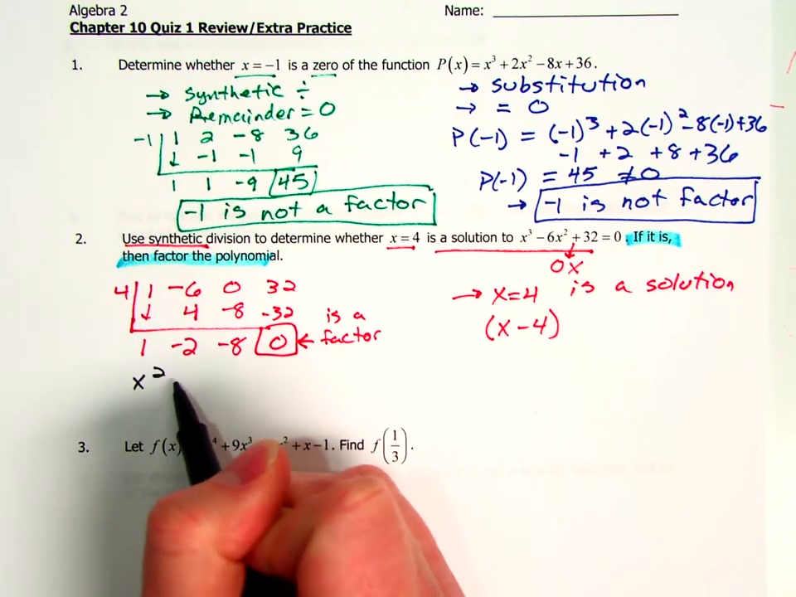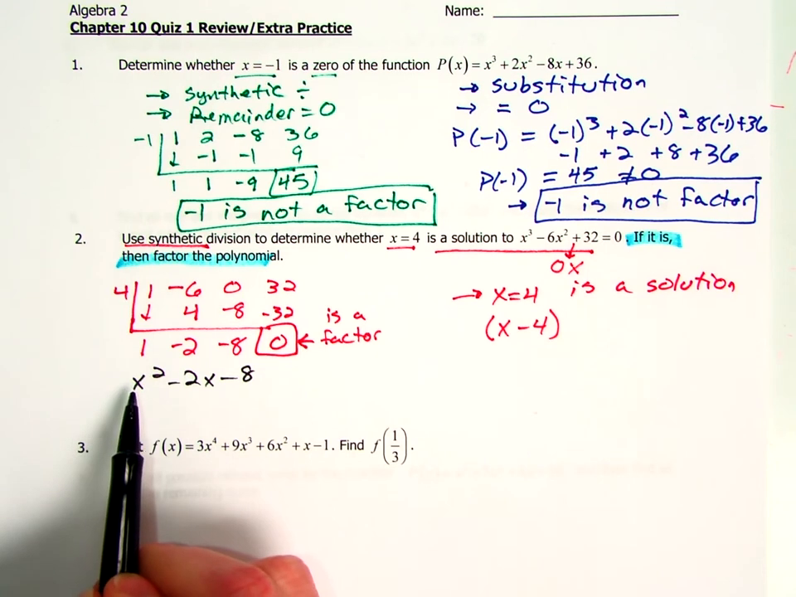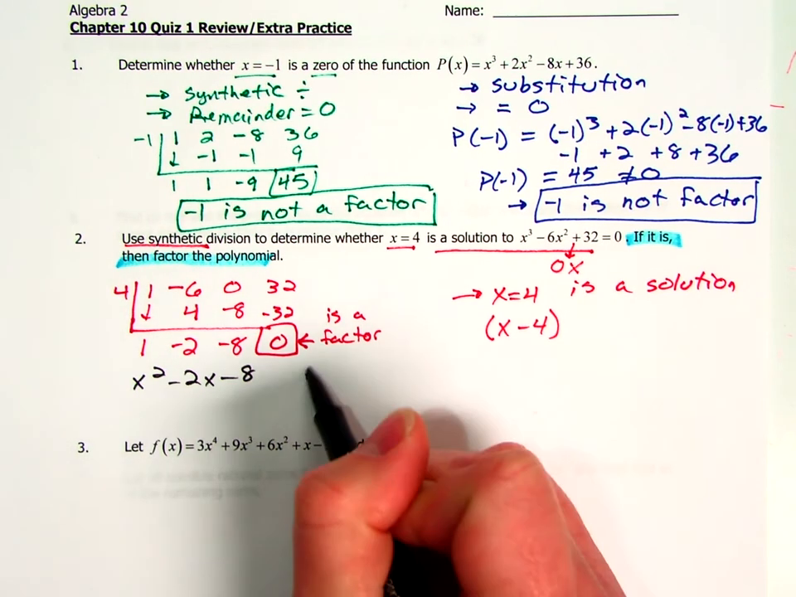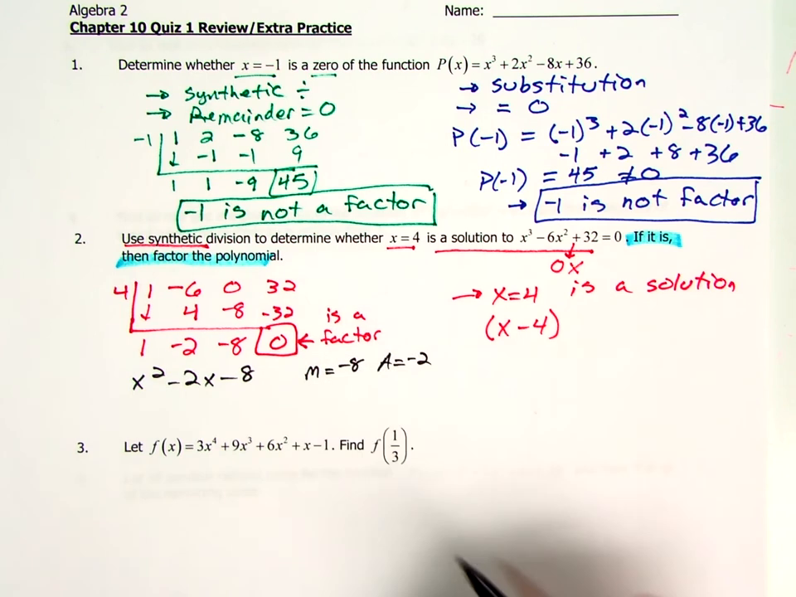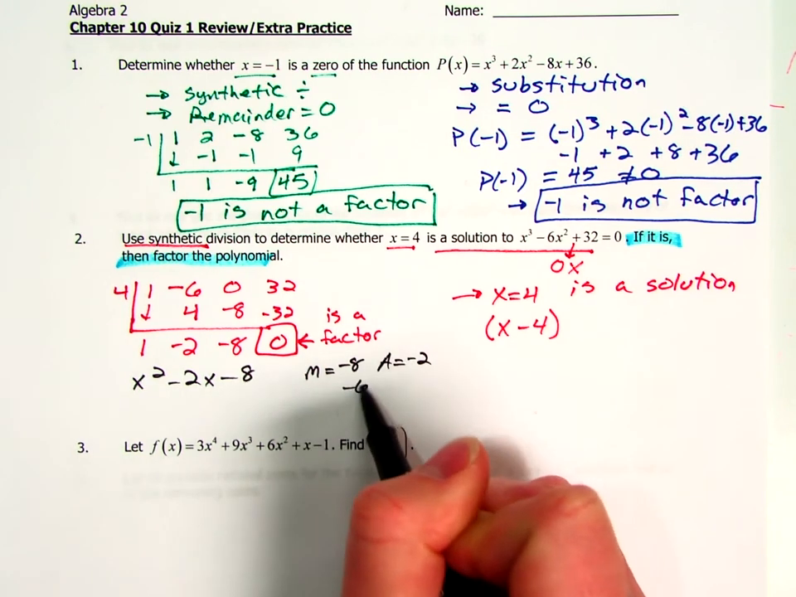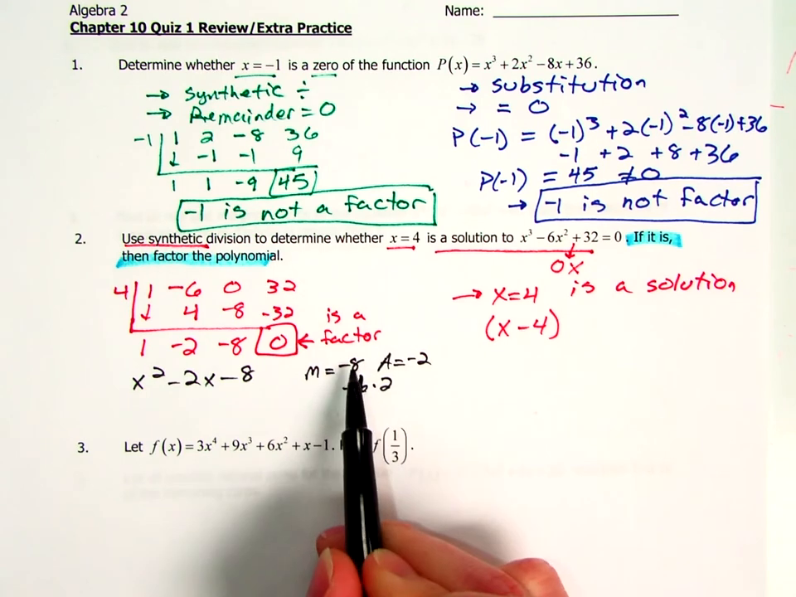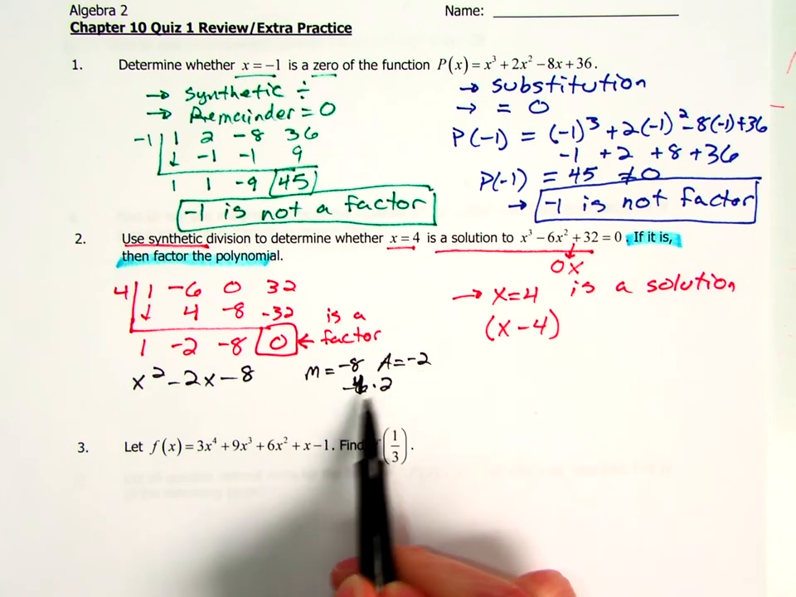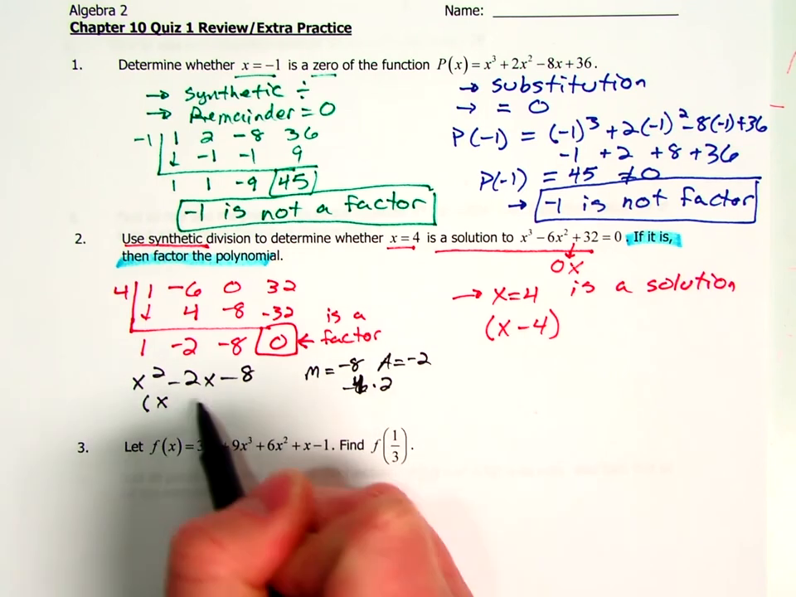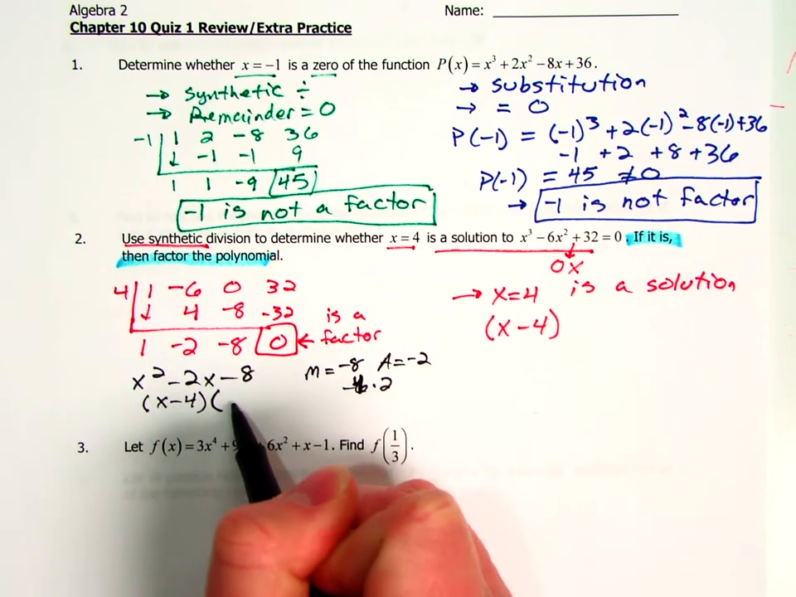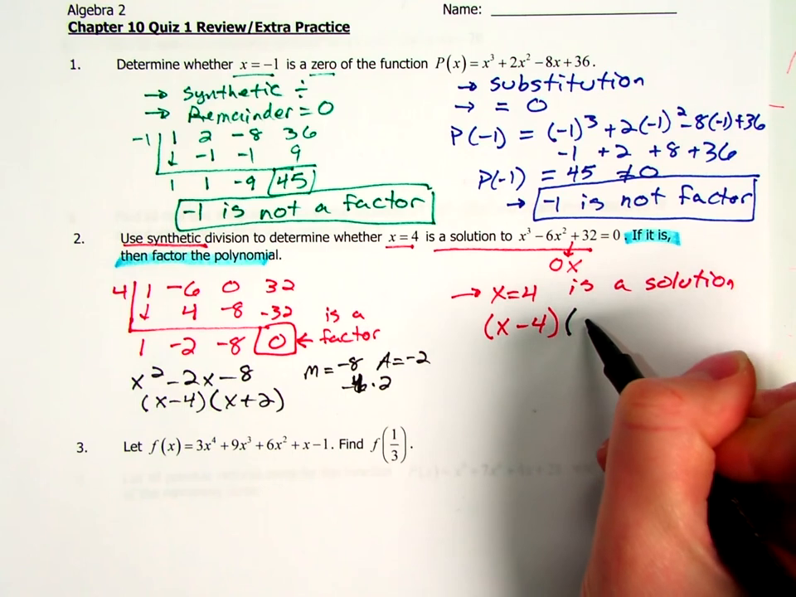So we have x squared minus 2x minus 8. Now, since my coefficient is 1 here, I can just think about what multiplies to the last, which is negative 8, and adds to equal negative 2. So negative 4 times 2 is negative 8, and negative 4 plus 2 is negative 2. So I know that this factors to x minus 4 and x plus 2.